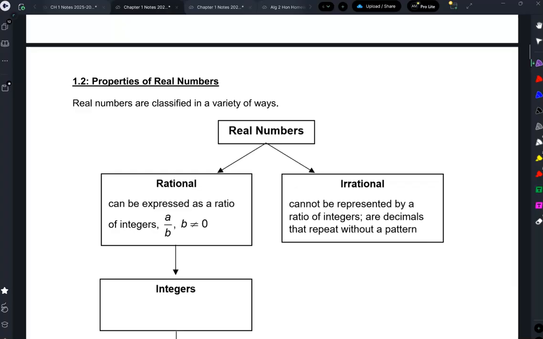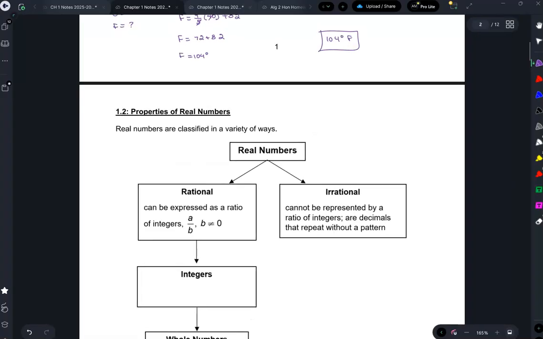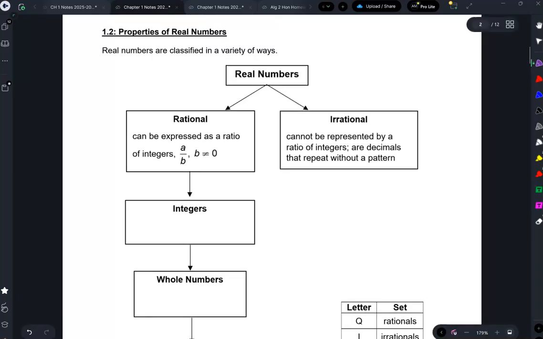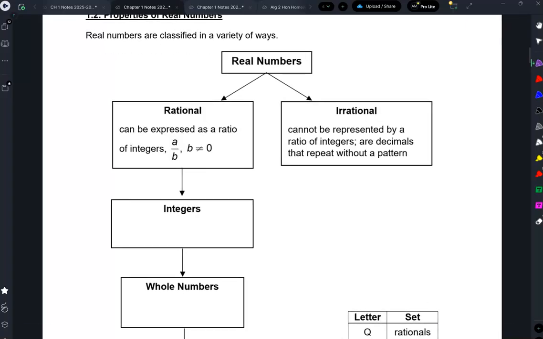Okay, so here we go. That was section 1, kind of a review of algebra. Let's go to section 2. In section 2, we're going to talk about classifying real numbers. And the way in which we do that is the following. All the numbers that you've been working with your whole lives are real numbers. We can take those real numbers and separate them into 2 main categories. And they are rational numbers and irrational numbers, right?